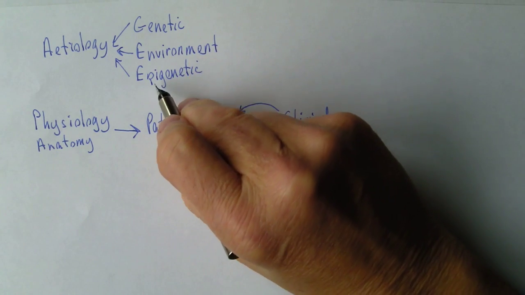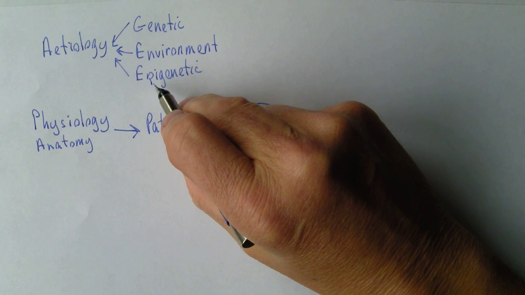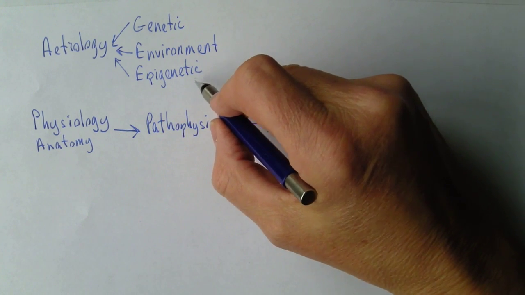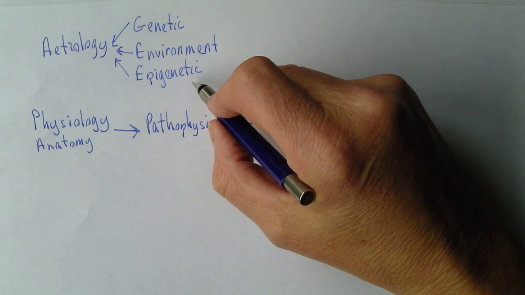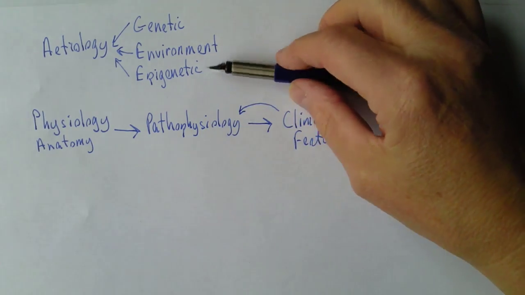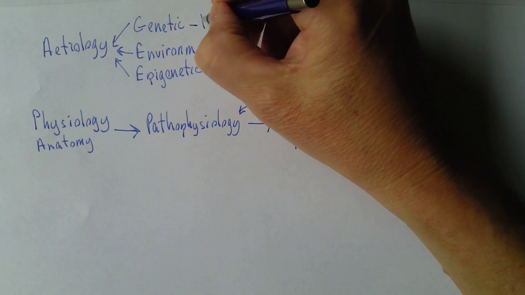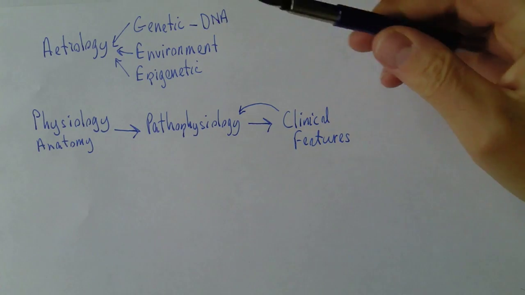Now epi actually means upon, or lying upon, or over, or above. And these epigenetic changes are phenotypic traits, that is traits in the cell or in the individual, caused by environmental factors. And these environmental factors are switching genes on and off. So it's not changing the genetics. The genetics is about the DNA, the genes that are actually present.